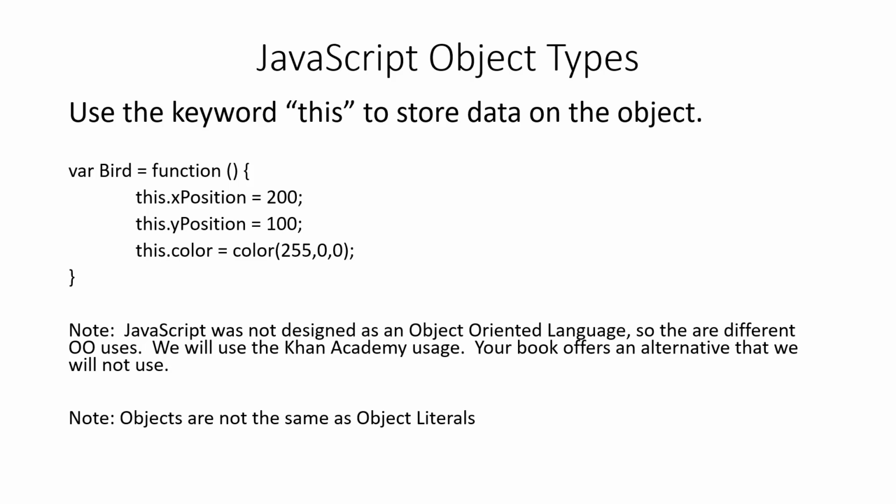But it doesn't actually give us a bird. Just like when we define functions, it doesn't actually execute the code immediately. It just gives us something we can call later. So it's the same thing with the object types. We're creating a Bird pattern that we can use later to create birds. Note that objects are not the same as object literals. Object literals are not a pattern. They are the actual object, and you're sticking the data in there immediately, whereas the object type is the pattern. And we're focusing on the object type right now.